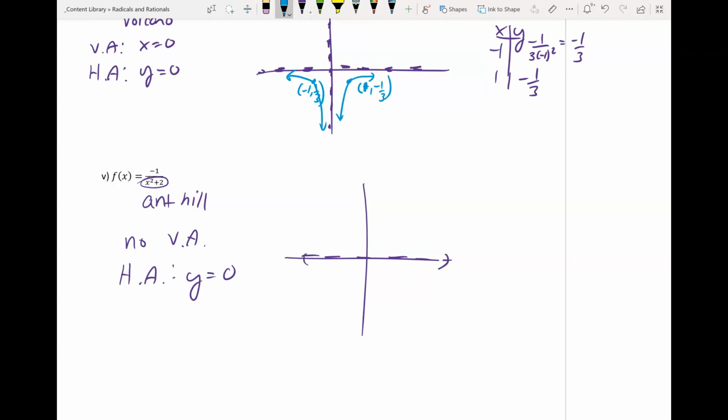I'm going to find 2 points, and do 0, and maybe just 1. So that's -1/2. And this is -1. 1² is 1 plus 2, which is -1/3. I'm just going to label our points without writing in the numbers for our axes. And then follow the shape of our anthill.